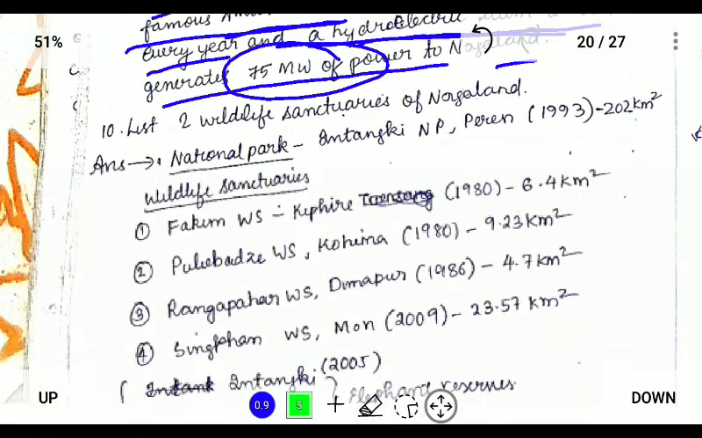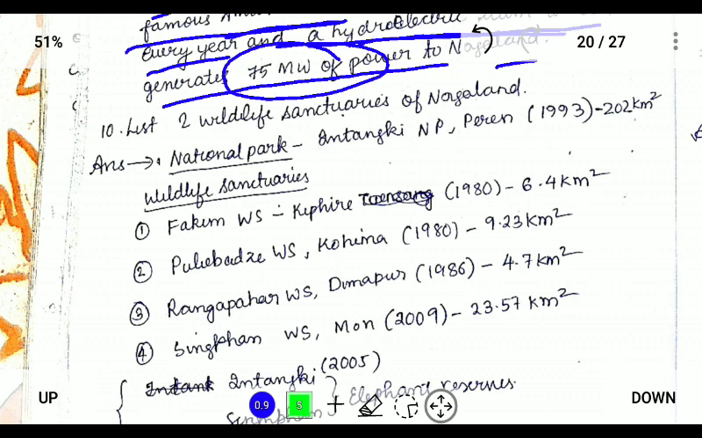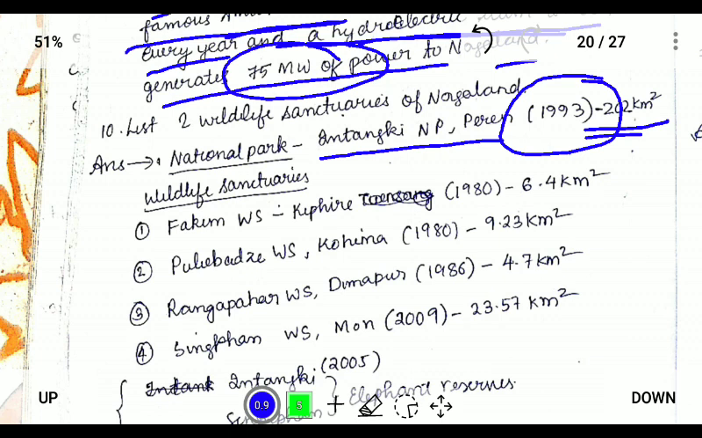So next question, list two wildlife sanctuaries of Nagaland. So instead of two, we'll be explaining all the wildlife sanctuaries and national parks because they are not many in Nagaland. The national park is the Intanki National Park, which was established in 1993, and its area is 202 square kilometers. Wildlife sanctuaries we have four.